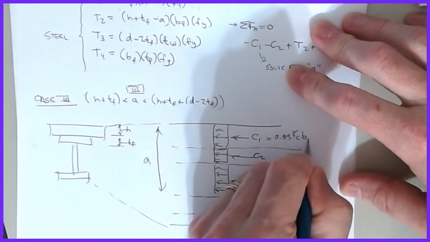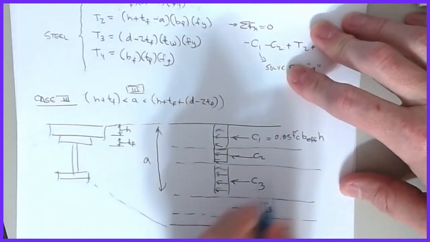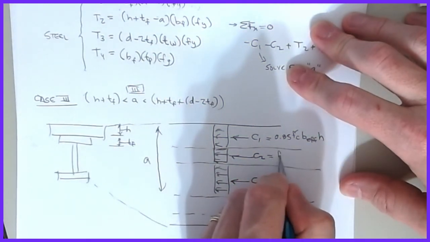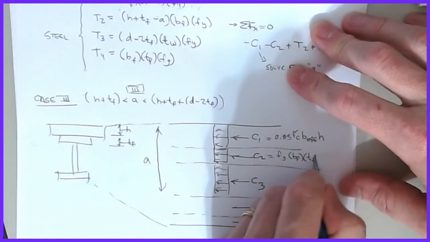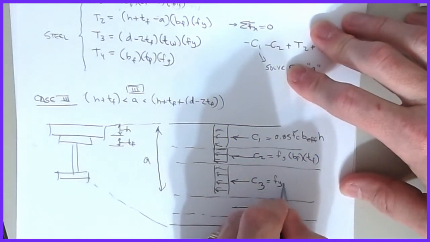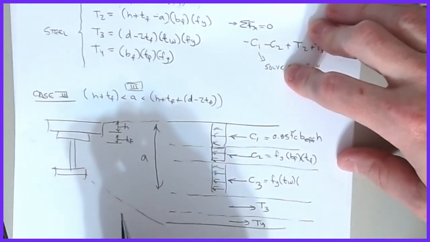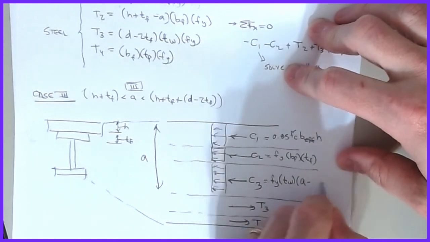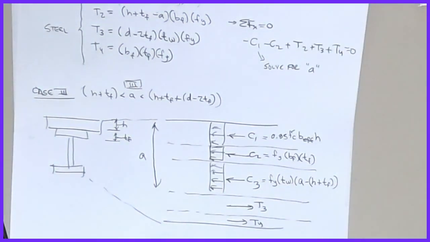F prime C B effective gets me that guy times H. C2 now is Fy, the stress, multiplied by the flange width, multiplied by the full flange height, Tf. And then C3 is where it gets a little squirrely, right? Fy times Tw times what would be A minus H plus Tf, right? It's what's left of the A block that you haven't already accounted for or gathered.